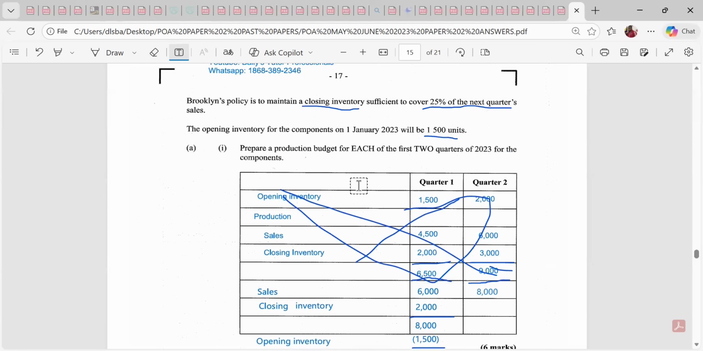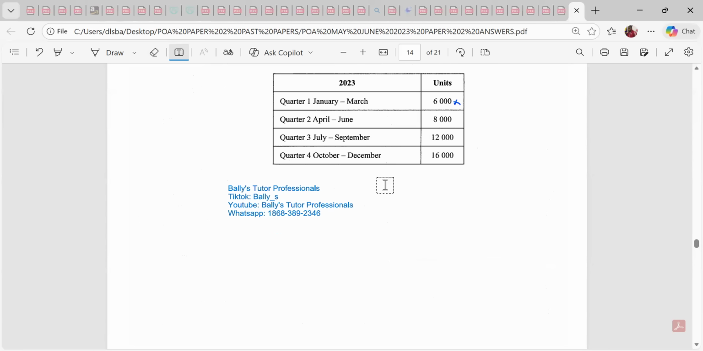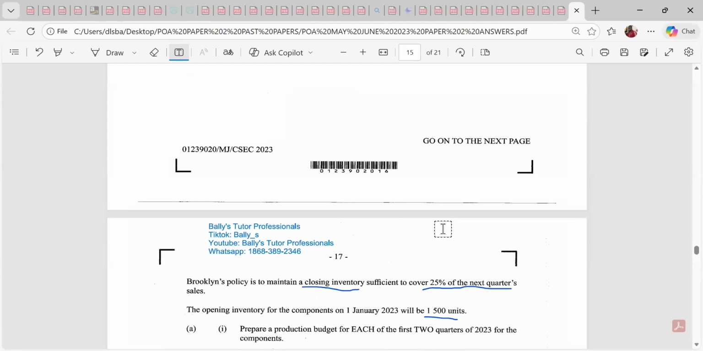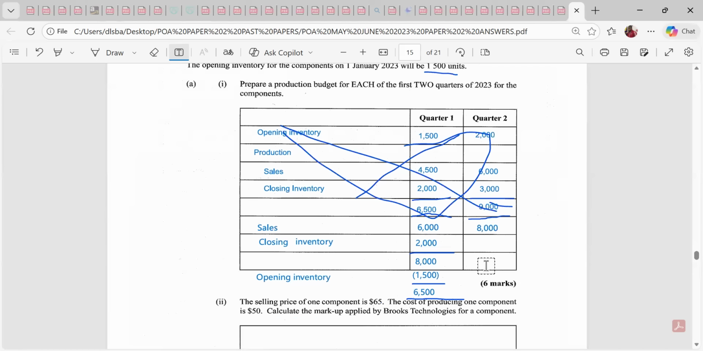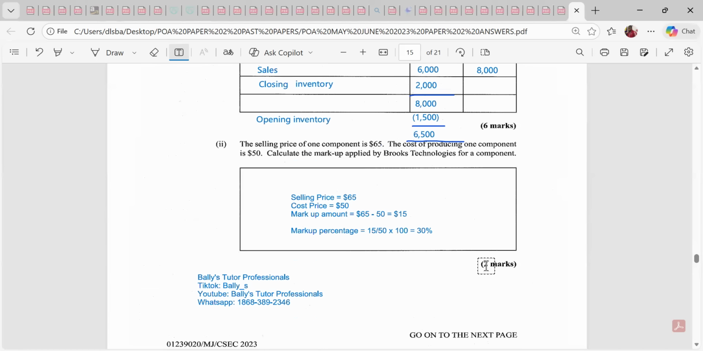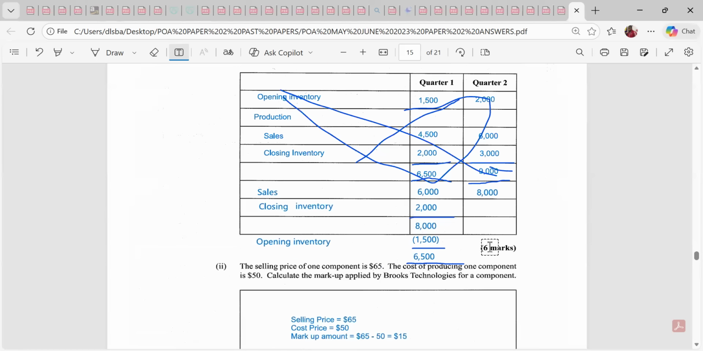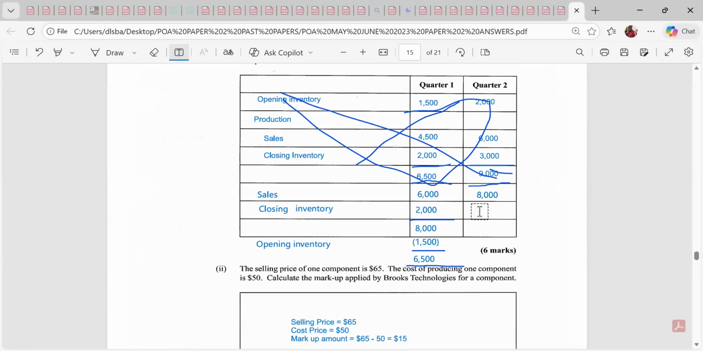And then I need to have 25% of the next quarter sales as closing inventory. The next quarter sales is 12,000. So I need to have 25% of 12,000, which is 3,000 as closing inventory. So I need 8,000 for my sales and 3,000 to keep as closing inventory. So in total, I need 11,000 units.